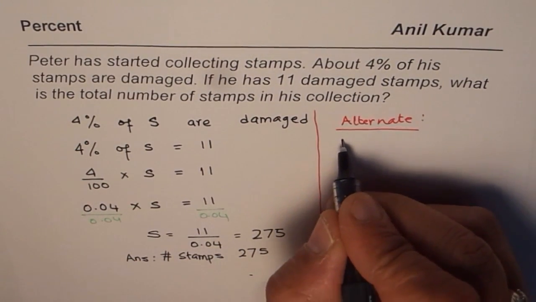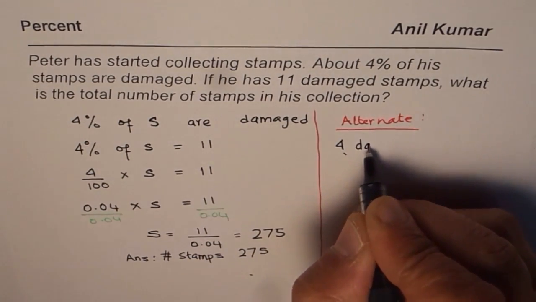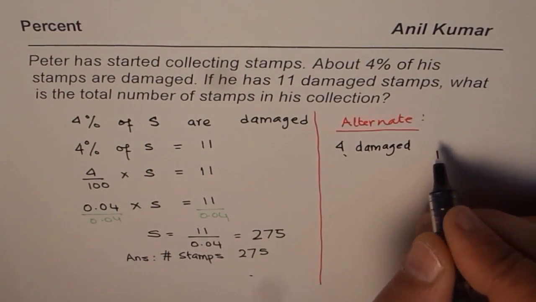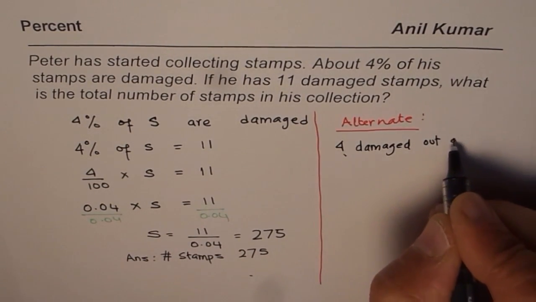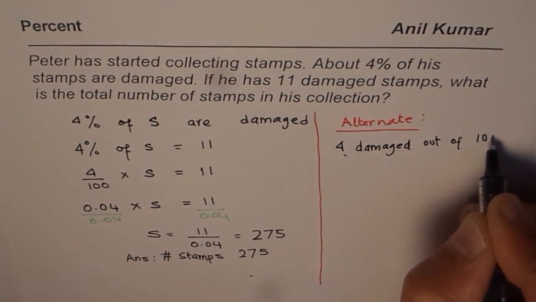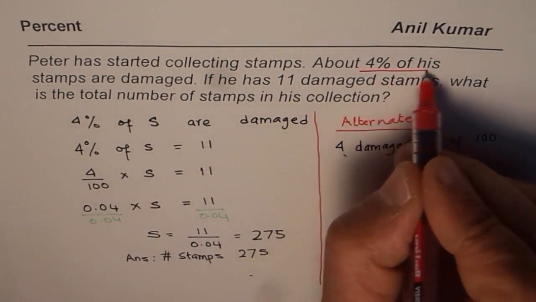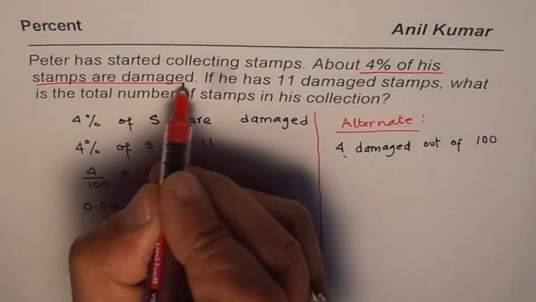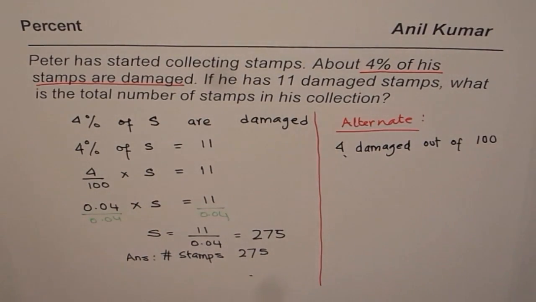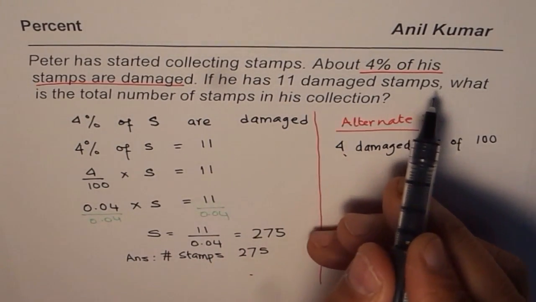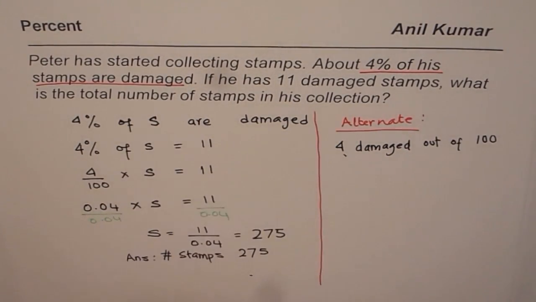So we can write 4 stamps are damaged. I'm writing in short. Out of how many? Out of 100. That is the meaning of 4% of his stamps are damaged. Do you see that? So 4 stamps are damaged out of 100. Now if he has 11 damaged stamps, what is the total number, right?